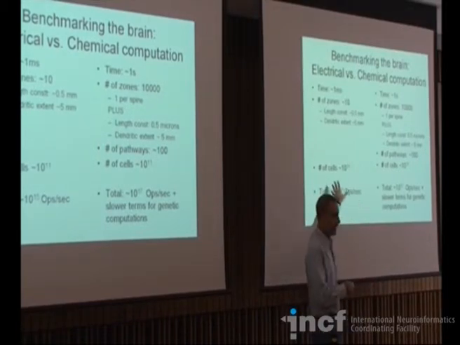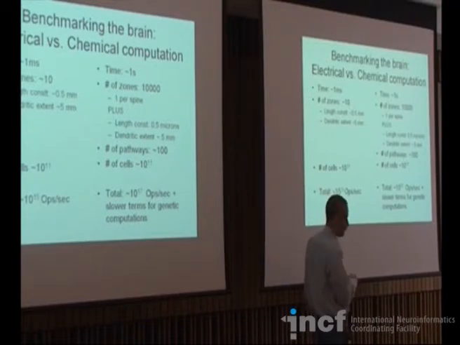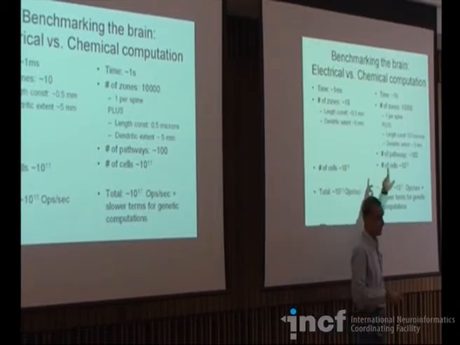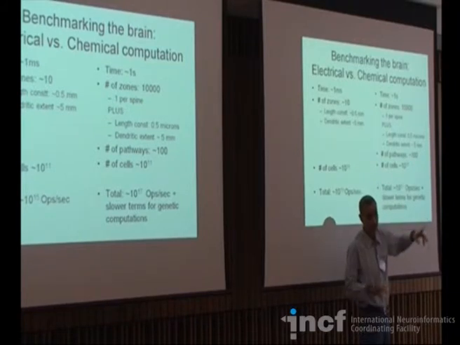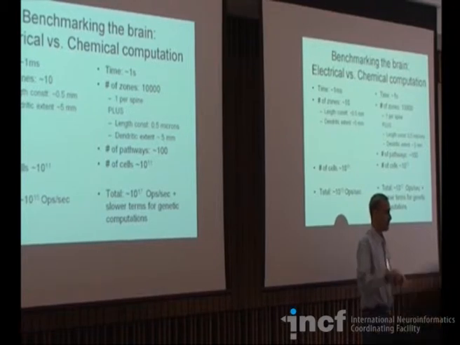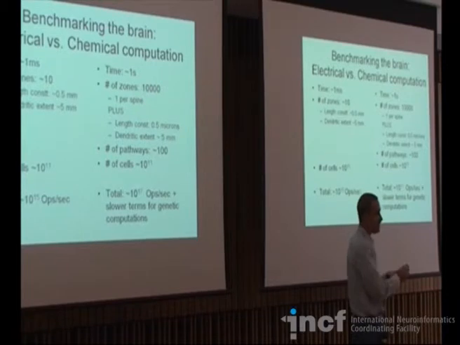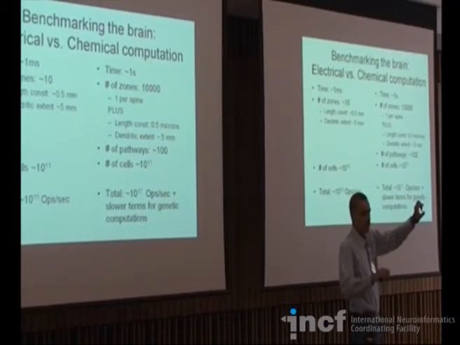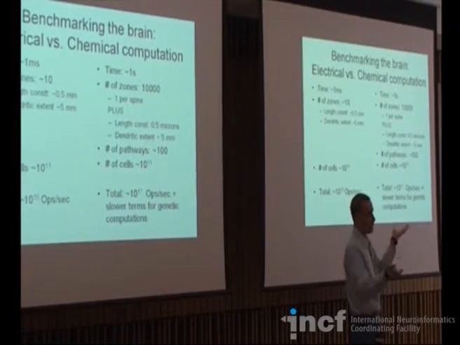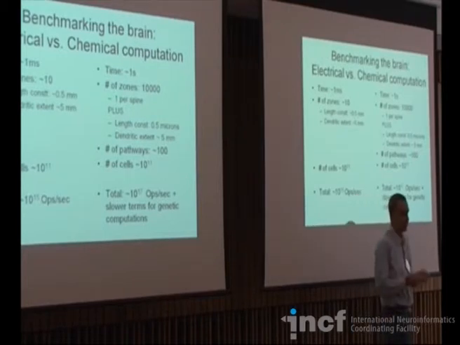Now that's the electrical view of the brain. How about the chemical computation? Granted that it's generally slower, though strictly speaking, synaptic transmission is also chemical in nature, and that is extremely fast. The electrical part of synaptic transmission is sort of an afterthought. It's the last bit of it. The number of zones is very large because the diffusion length constant for chemistry is quite small. So you effectively end up with one chemical computation zone per spine, dendritic spine, or synaptic region.